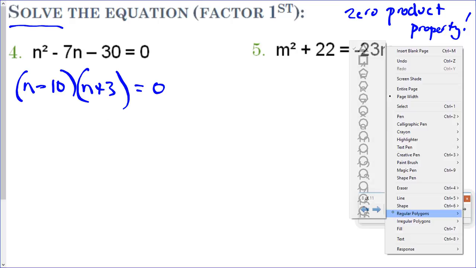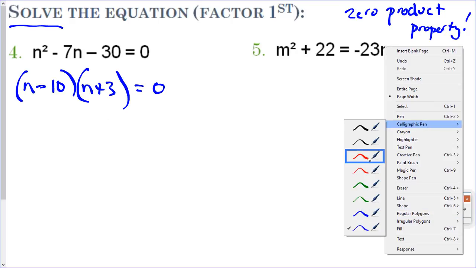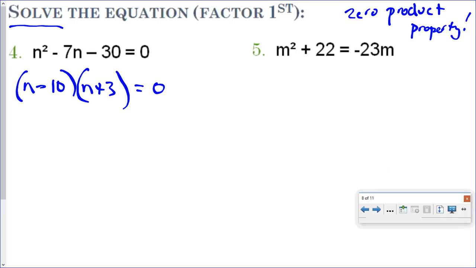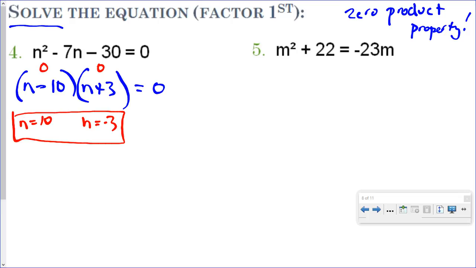So I'll change my colors. Let me go back here to, let's do red. That means n would have to equal 10, or n would have to equal negative 3 in order to make 0. You remember this? If n is 10, that's 10 minus 10 makes 0. That product is 0. Or if n is negative 3 and we have a positive 3, that makes 0. And the product would be 0 for all of this. So those are your two possible solutions.